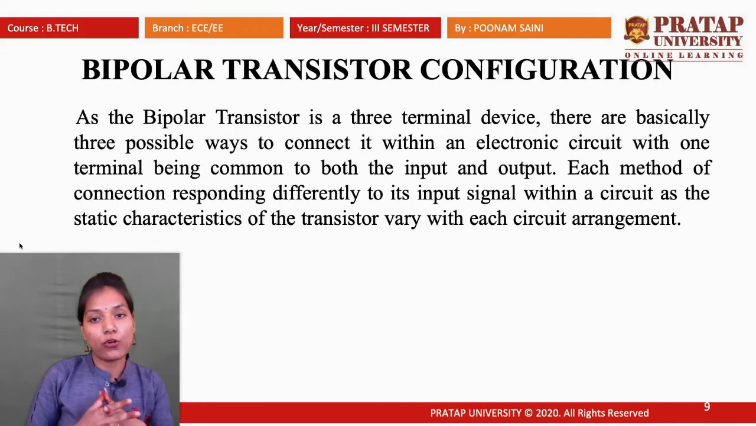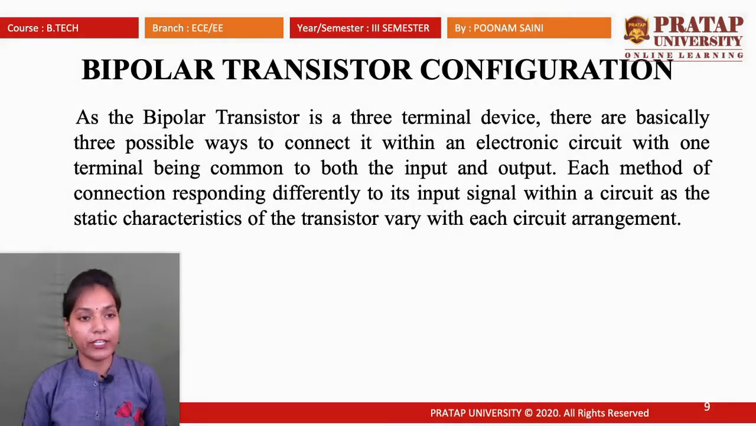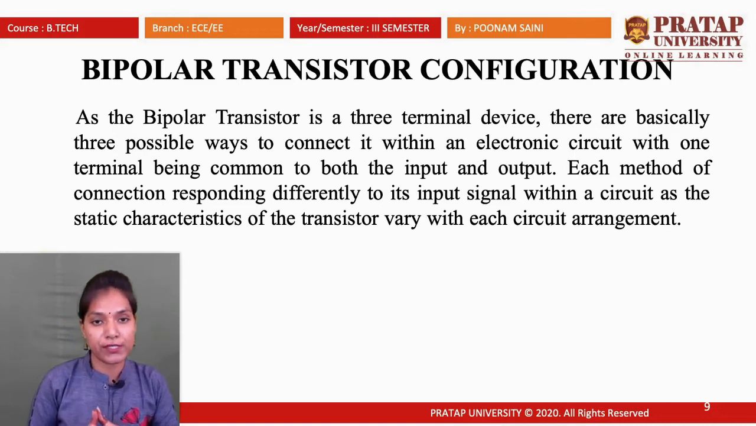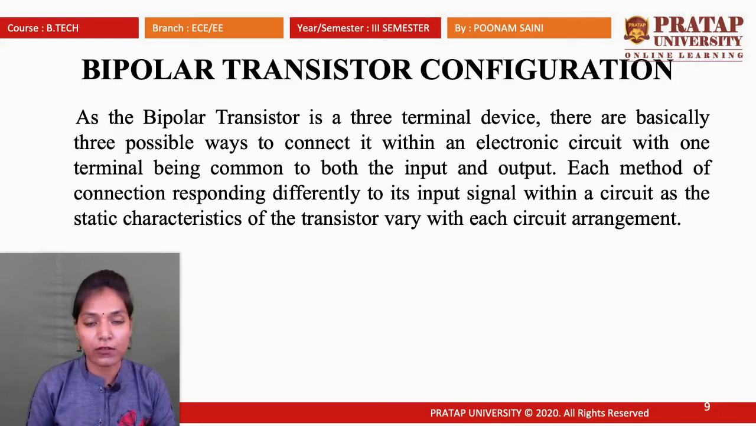Now what are the configurations? What is bipolar transistor configuration? In a bipolar junction transistor, there are three types of configuration. That is, first is common emitter configuration, second is common base configuration, third is common collector configuration.